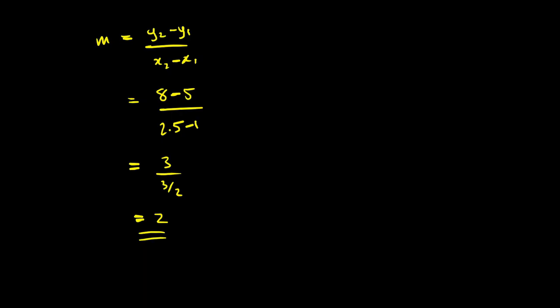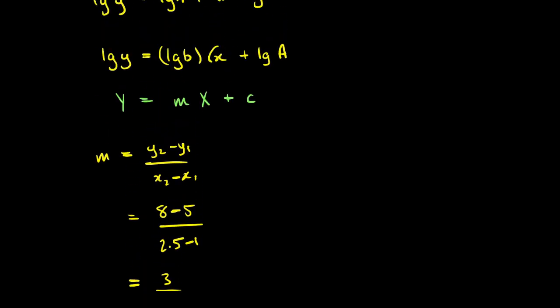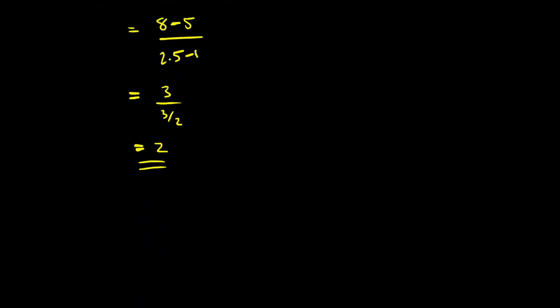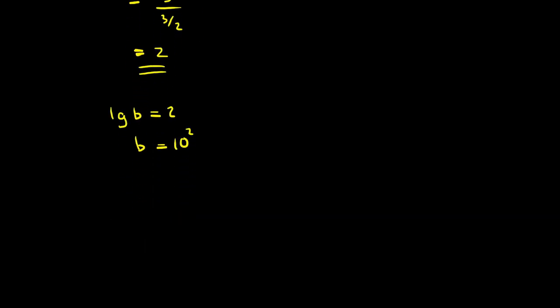Now, why is that helpful? Well, because we just said a moment ago that our gradient is the same thing as log b. So if that's the case, then we're able to say that log b is equal to 2, and therefore b must be equal to 10 to the power of 2. And 10 to the power of 2 is the same thing as 100.